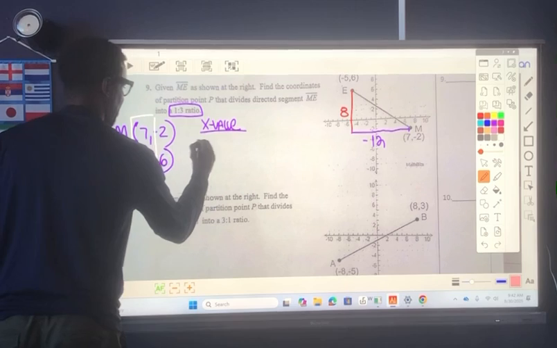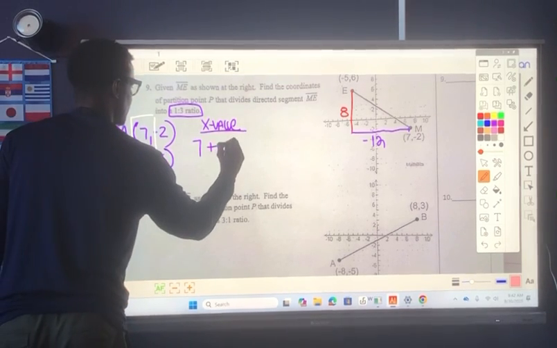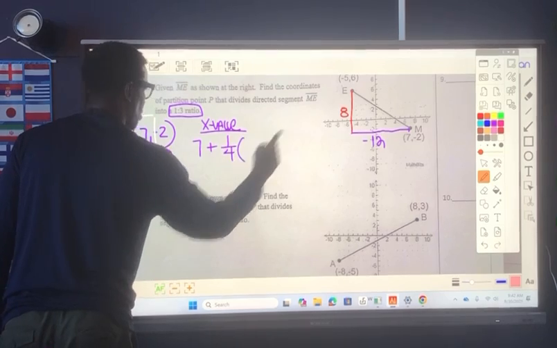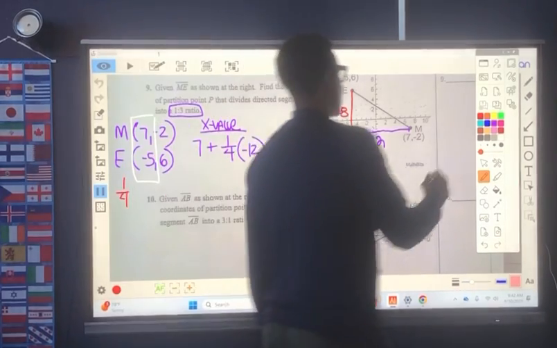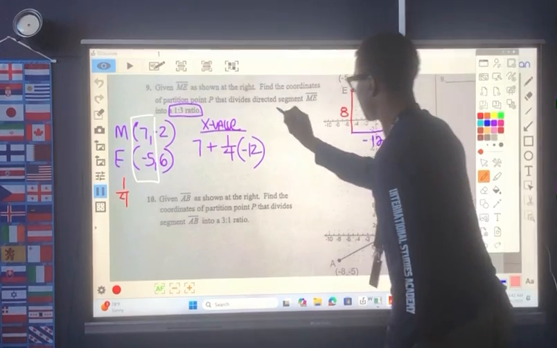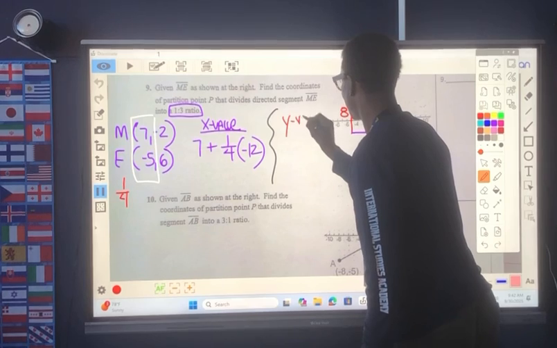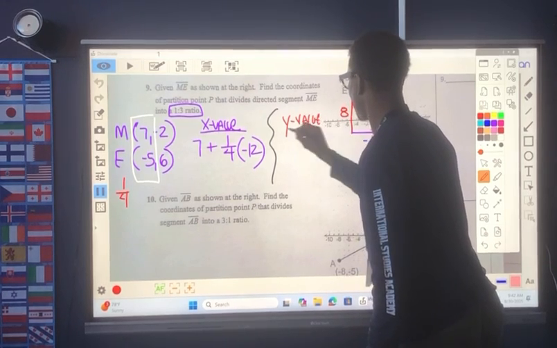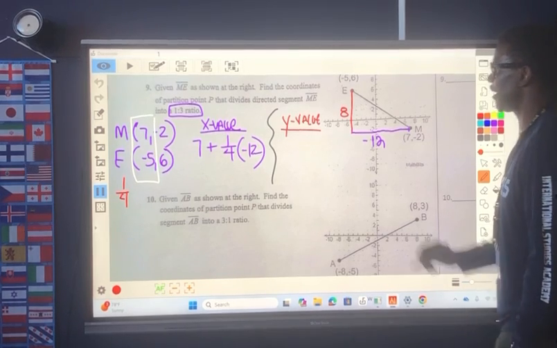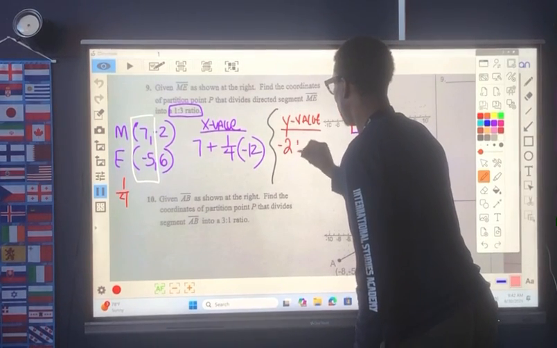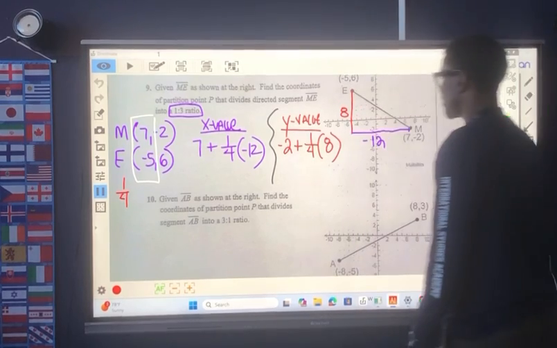So we started at 7. You're adding, what's your ratio? You're only going 1/4 of the -12 distance. Then on the y value side, where do we start? -2. And we're only going 1/4 of 8 positive.